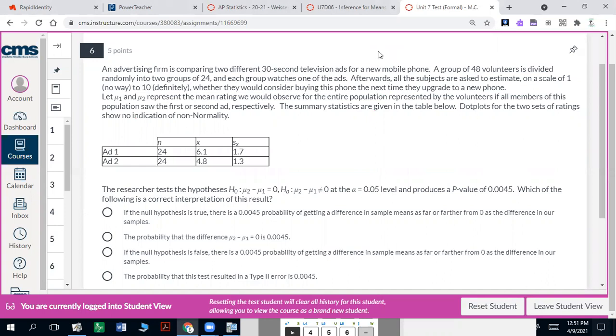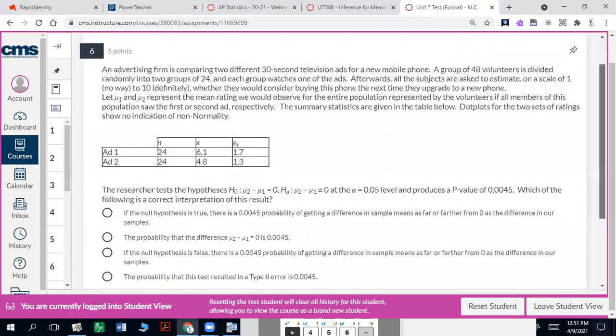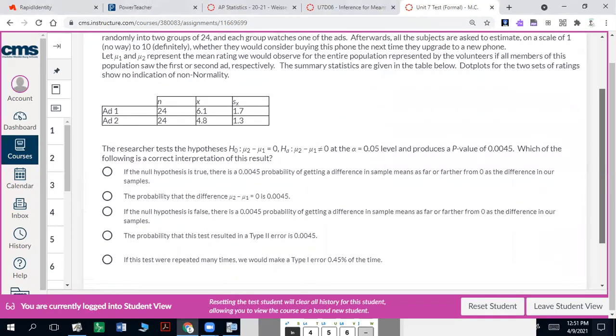So we want to let mu1 and mu2 represent the mean rating we would observe for the entire population represented by the volunteers if all members of this population saw the first or second ad, respectively. Summary statistics are given in the table below. Dot plots for the 2 sets of ratings show no indication of non-normality. So basically, we met all the conditions.